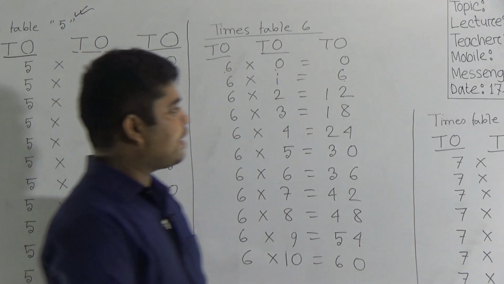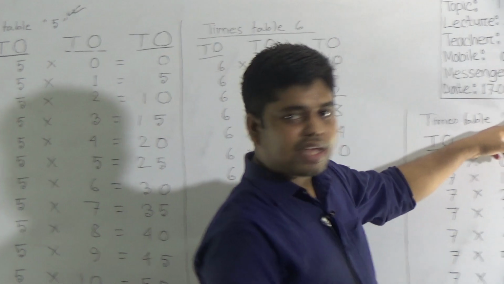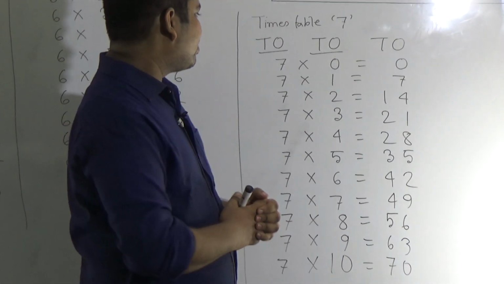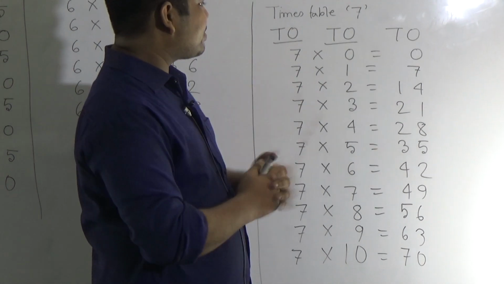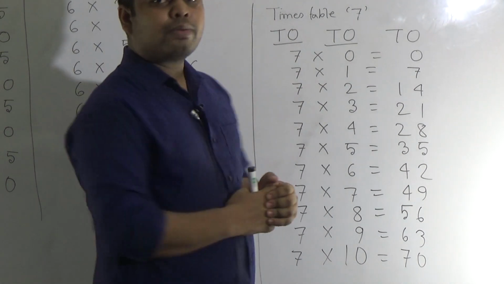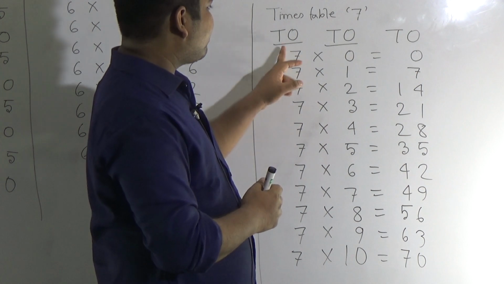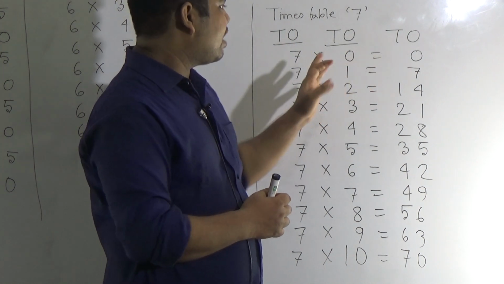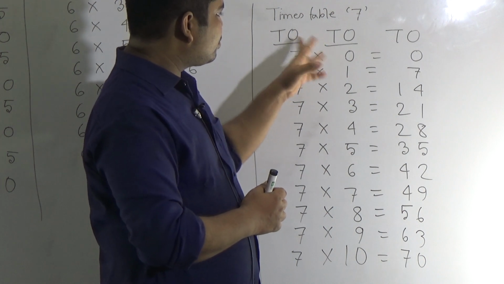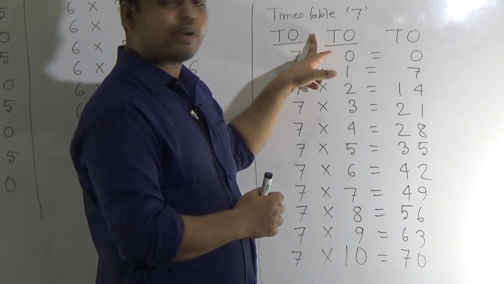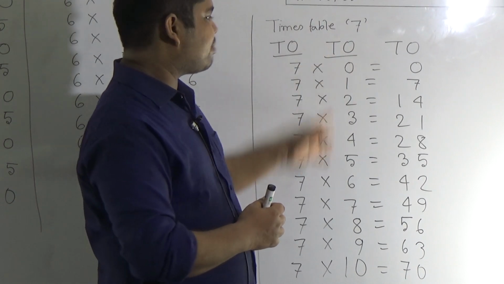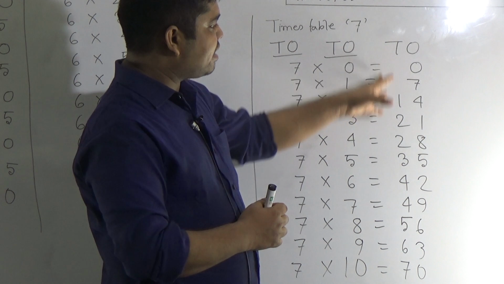Next, times table 7. We shall read now times table 7. We write this times table 7 just like the previous one. At first you write TO three times, and between every TO and TO we keep one box empty. In the empty box we write the multiplication sign, that means the into sign, and in another empty box we write the equal sign.